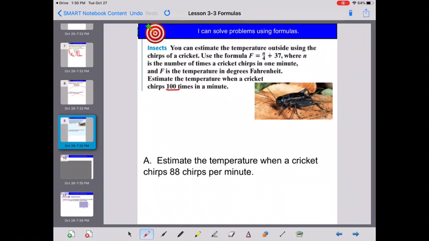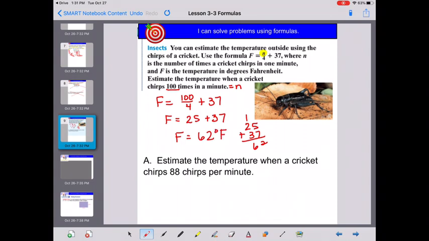I am going to take this 100 times in a minute and know that that is the value for N. So I am going to substitute 100 where N is and rewrite that equation. 100 divided by 4 plus 37. 100 divided by 4 is 25. 25 plus 37, if you need to stack that over here to do a side problem, go ahead and do that, is 62. That means that the pattern found means that it's 62 degrees Fahrenheit outside.